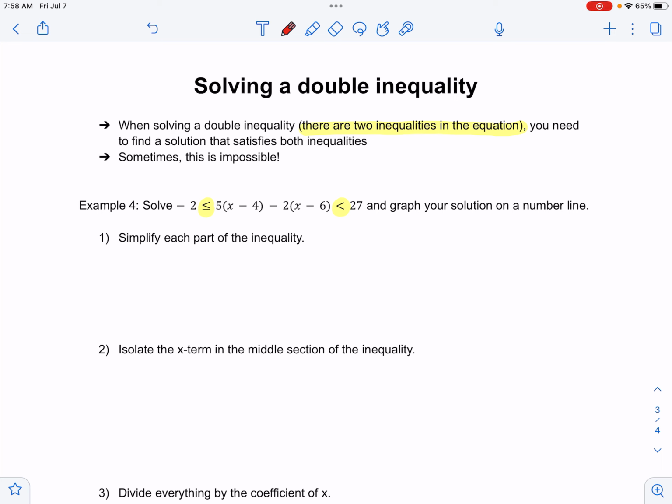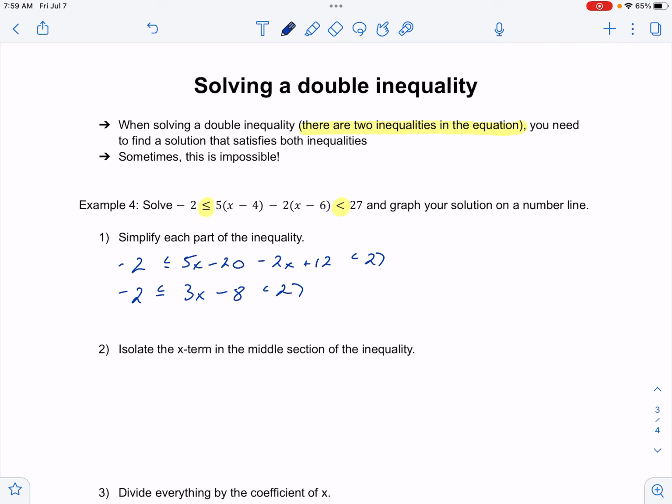Steps to completing this: obviously we've got an inequality here in our example that has some BEDMAS in it, so we're going to simplify this. I'm going to distribute my brackets out, and then I'm going to combine my like terms. I have a 5x and a negative 2x, that'll be 3x. I've got negative 20 and positive 12, so that'll be negative 8. Okay, this is as simplified as possible.